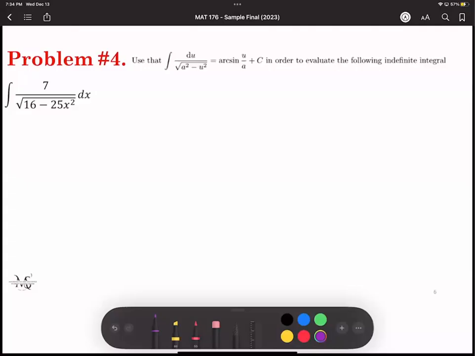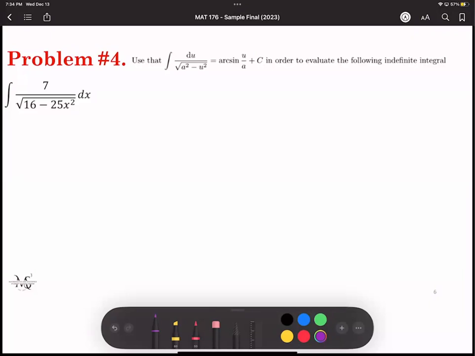All right, so problem 4 says use the fact that the integral of du over the square root of a squared minus u squared is equal to arc sine of u divided by a plus c in order to evaluate the following indefinite integral.